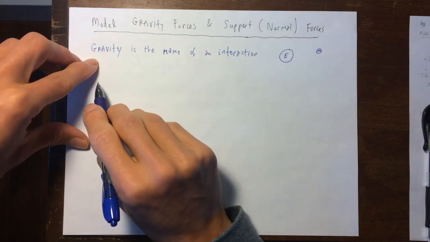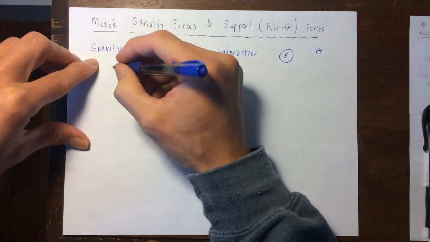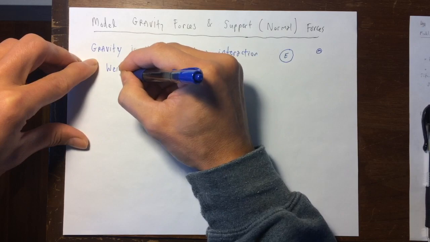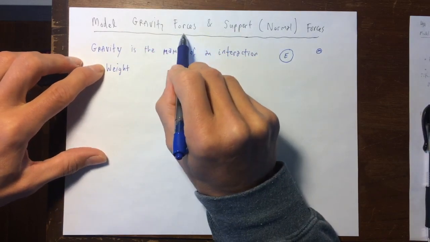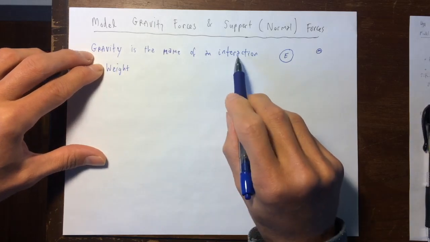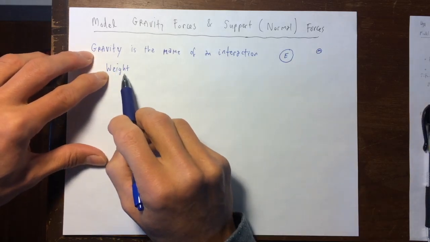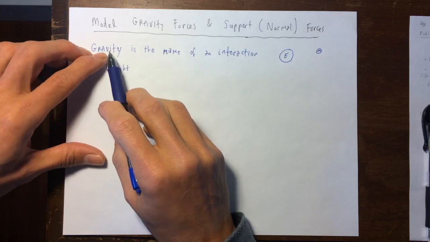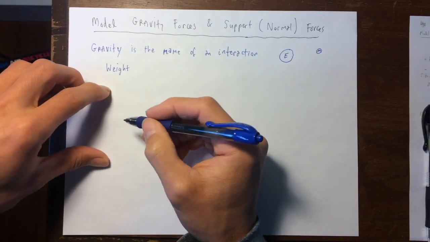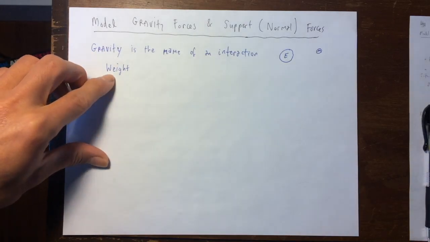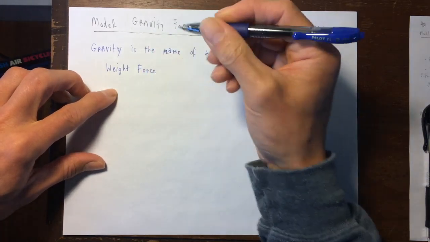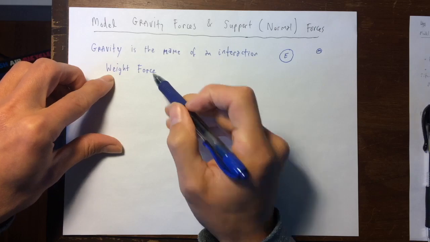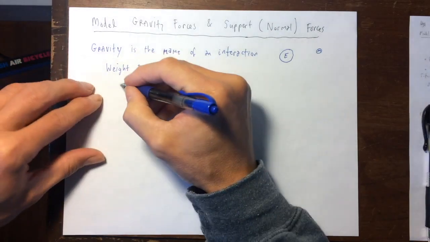But anyways, there is another very special word called the weight. And this word is actually the force. So gravity is the interaction, and the weight force is a force due to gravity. That's me being really pedantic and careful. But what I'm going to describe is how to model the weight force.